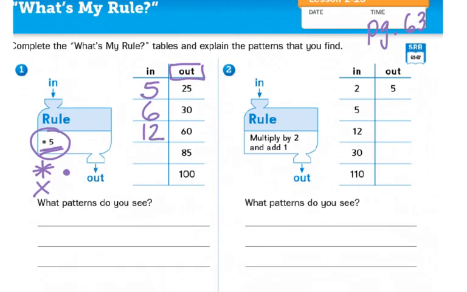Now, the next two are a little more challenging because they're not basic facts. But if I took 17 times 5, it would give me 85. And 20 times 5 is 100. What patterns now do I see?